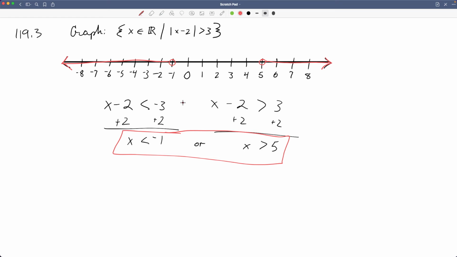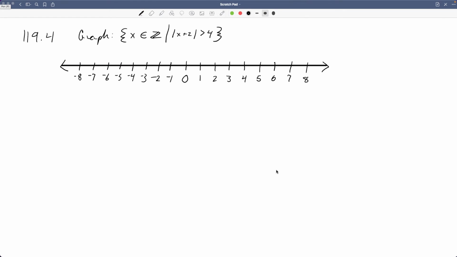All right, so let's do one more. Here we have graph x as a member of the set of integers such that the absolute value of x plus 2 is greater than 4. If the absolute value of something is greater than 4, then something is less than negative 4 or greater than positive 4. So we are going to set x plus 2 less than negative 4, and x plus 2 greater than positive 4.